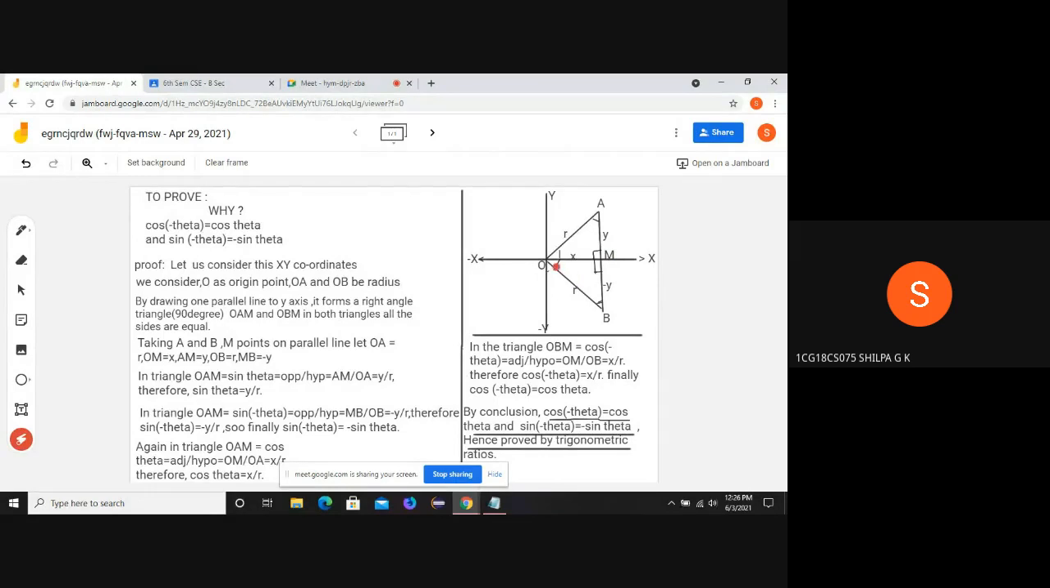Again, in triangle OMB, sine minus theta is equal to MB divided by OB, which is equal to minus y by r. This will be equation 1 and this will be equation 2. Substituting equation 1 into equation 2, we get sin minus theta is equal to minus sin theta. Hence, we conclude that cos minus theta is equal to cos theta and sin minus theta is equal to minus sin theta, proved using the trigonometric ratios. Thank you.